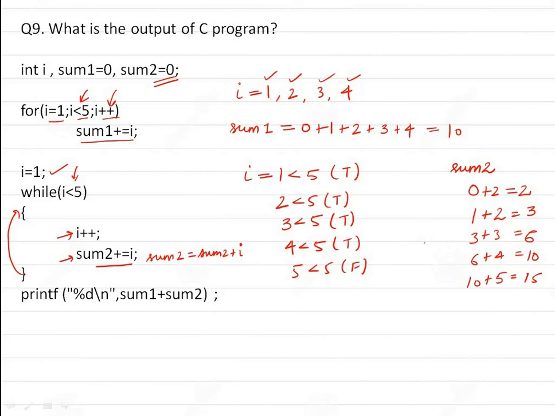So finally we have to print the value of sum1 plus sum2. So sum1 is 10 plus sum2 is 15. So the correct answer is 25. So this you need to fill in the blank. So this was the output.